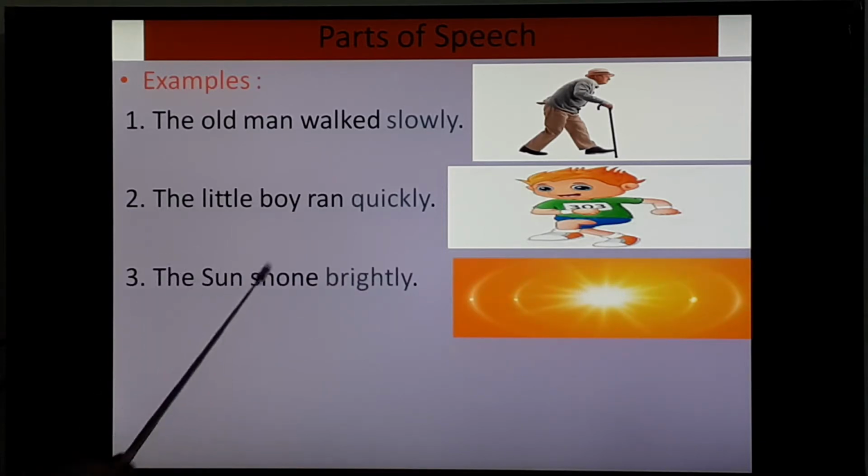Next, the sun shone brightly. Here, brightly, this word adds something to the meaning of this verb shone. That's why brightly is an adverb.